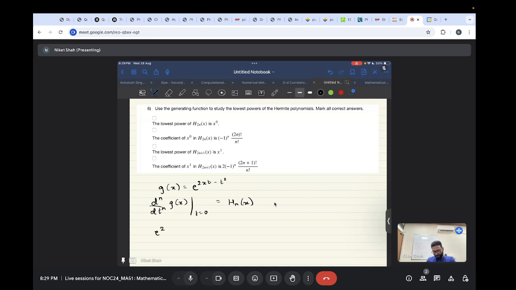E raised to power 2xt minus t square, which is a generating function, is actually equal to this whole series. N goes from 0 to infinity, t raised to 2n divided by, so here this is also a series going from 0 to infinity for Hn of x. Instead of n, I'm putting in 2n.